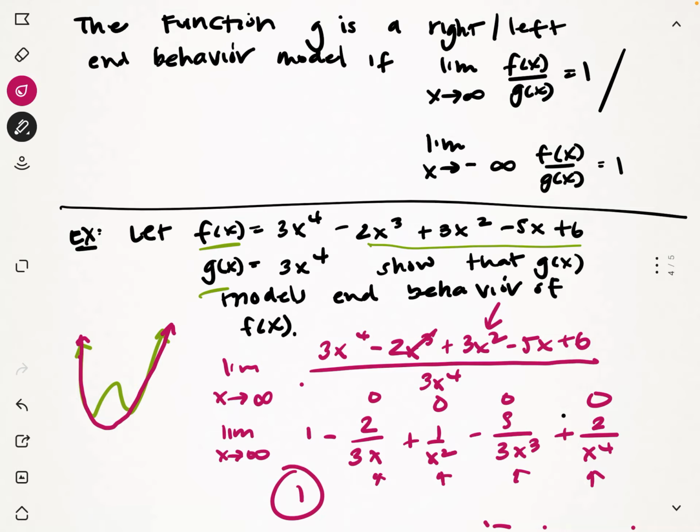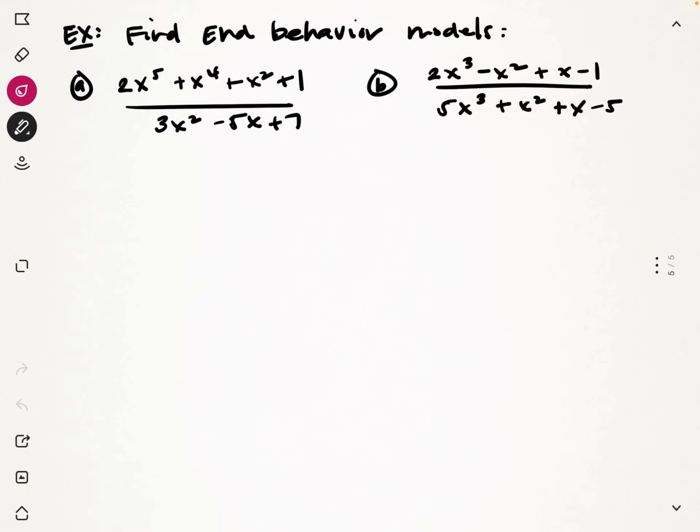So the limit as this thing approaches infinity is 1. So we just showed, right, because we said that if we divide the top and bottom and it's equal to 1, then the g of x is a model of f of x. All right. That might be a lot, but it's not too bad. Like, the math on it and the concept behind it is not too bad. It's just the process of doing it. It takes a little while.